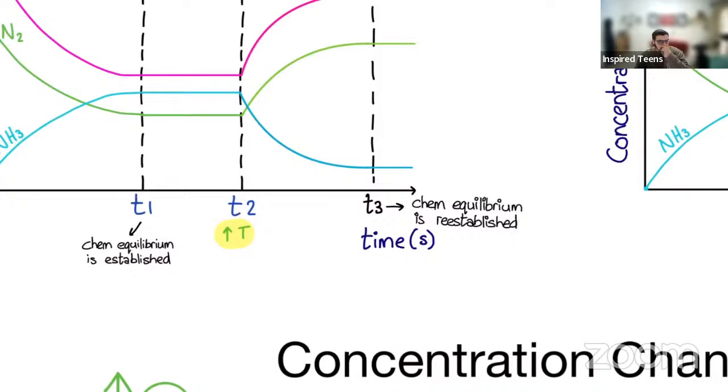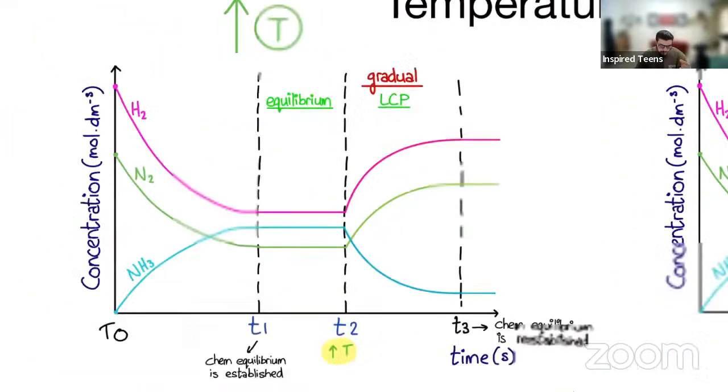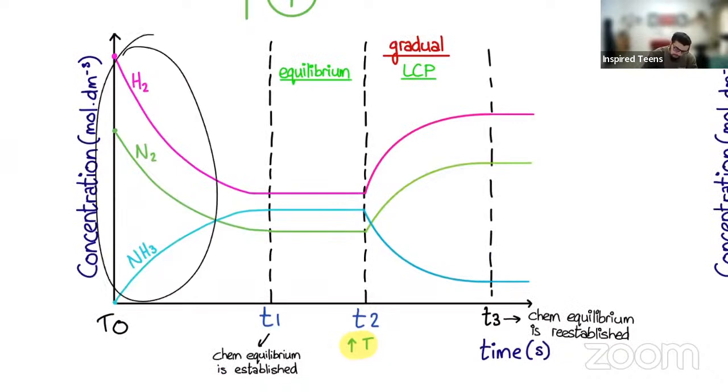So let's go through the chain of events one more time. Reaction is occurring. Reactants are being used to form products. Products are forming until when? Until the rate of the forward is equal to the rate of the reverse. That's what happens at T1. Chemical equilibrium is established. Boom, we have equilibrium. From T1 to T2, everything is nice and dandy. The system is very happy because it's at equilibrium. Everything is fine, everything is peaceful.